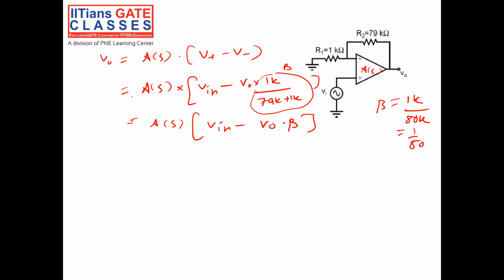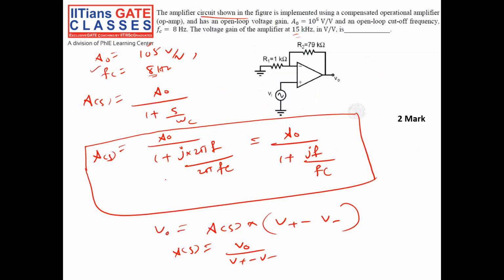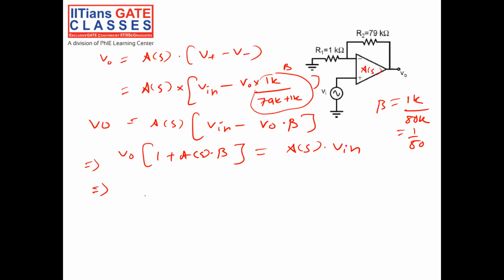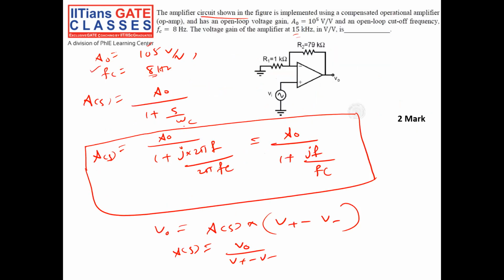Now if you take V0 aside, V0 into 1 plus A(s) into beta is equal to A(s) into V in. This implies the gain, V0 by V in, is equal to A(s) divided by 1 plus A(s) into beta. We know what A(s) is, so let's put this in.